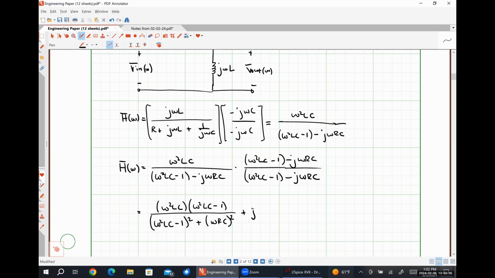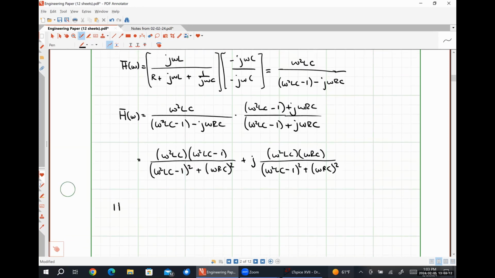Yes. Sorry, thank you, Isaiah. Those should be positive. Thank you for that. Just total brain fart. Losing my mind. Then we're going to have j omega squared LC omega RC over omega squared LC minus 1 quantity squared plus omega RC quantity squared.